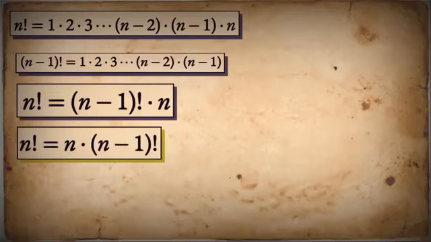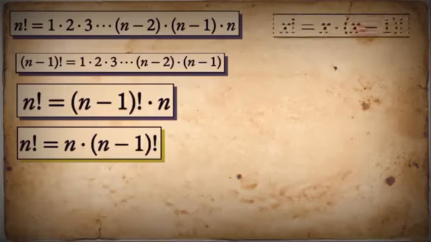Rewriting this with the factors in the other order, n factorial equals n times the factorial of n minus 1. This is the standard form of the recurrence, and it is the key algebraic property that we will use to extend factorial beyond the positive integers. Now comes the crucial step.